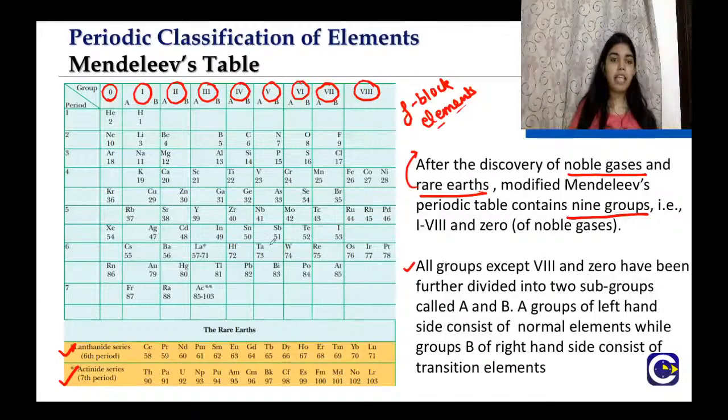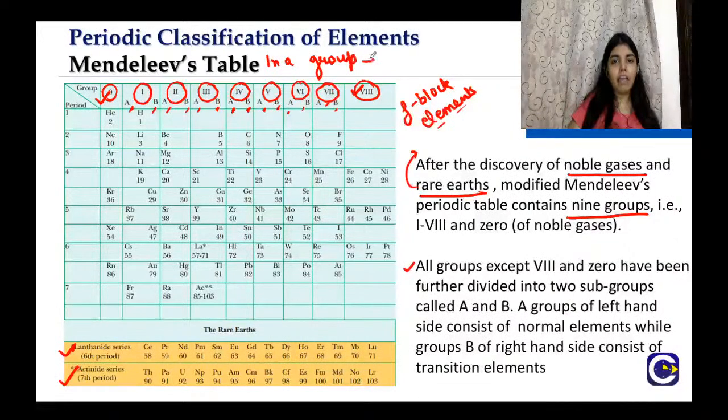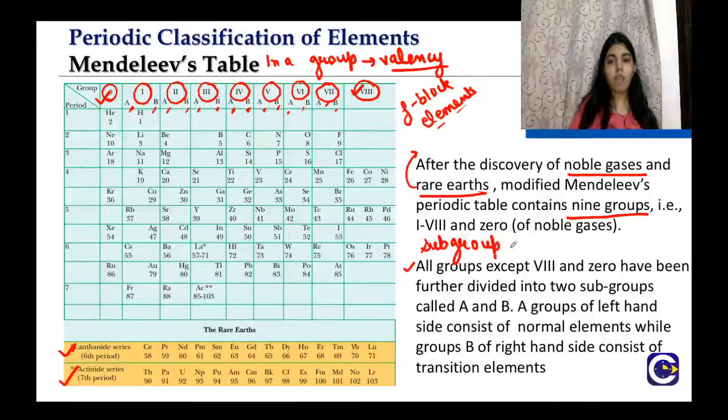Now he said that the 0 group is of the noble gases, helium, neon, argon, krypton, xenon, radon, because they were lately discovered. So he established a separate group of noble gases in which all the noble gases were kept. This is known as the 0 group, right? Now here if you see, all groups except 0 and 8, only one group is there, but the other groups, that is first, second, third, fourth, fifth, sixth and seventh, have been divided into 2 subgroups, A and B, right? So here in a group, he said that valency remains the same. In a group, valency remains the same, and in a subgroup, properties remain the same.